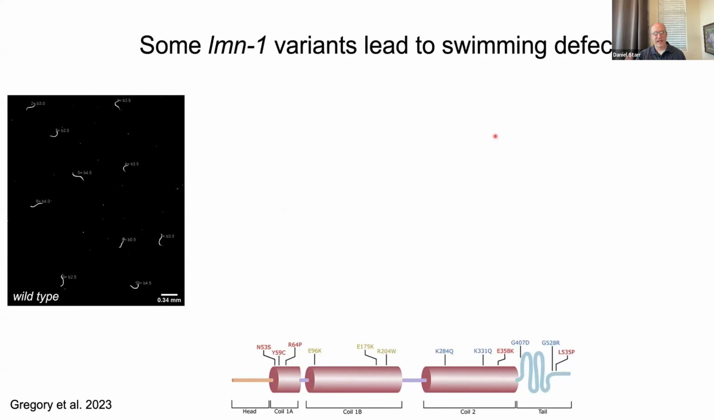We then looked at a more physiological measurement of swimming. So here are worms thrashing in liquid media, and you can see we have an automatic counting machine to count how fast they're thrashing.